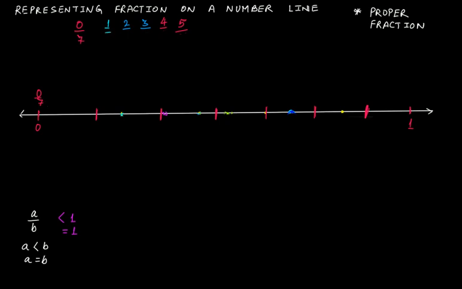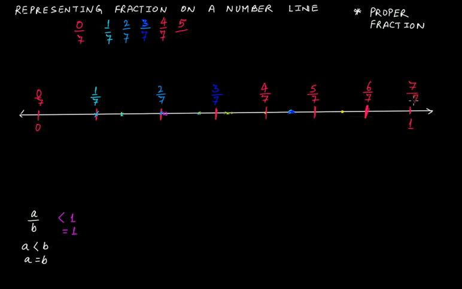And similarly, as we discussed in our previous example, if I have to represent 1 by 7, this point will be 1 by 7. If I have to represent 2 by 7, then this point, the next division point, will be 2 by 7. If I have to represent 3 by 7, then this point will be 3 by 7. Similarly for 4 by 7, this will be 4 by 7, then 5 by 7, then 6 by 7, finally 7 by 7.